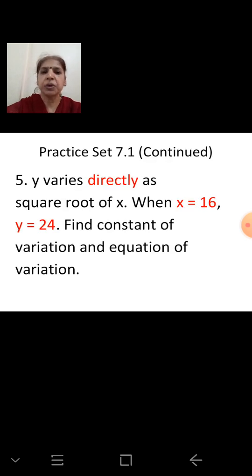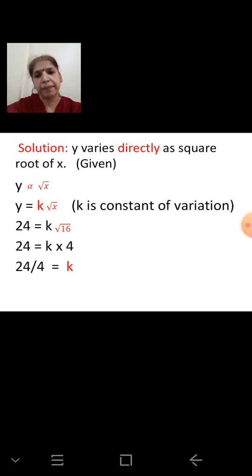Now let's continue with practice set 7.1. Fifth question. y varies directly as the square root of x. When x is equal to 16, y is equal to 24. Find the constant of variation and the equation of variation. So here we have to find two things: constant of variation and equation of variation. Now we know what the constant of variation is? k. How do we get it? That is the ratio. Let's solve step by step.